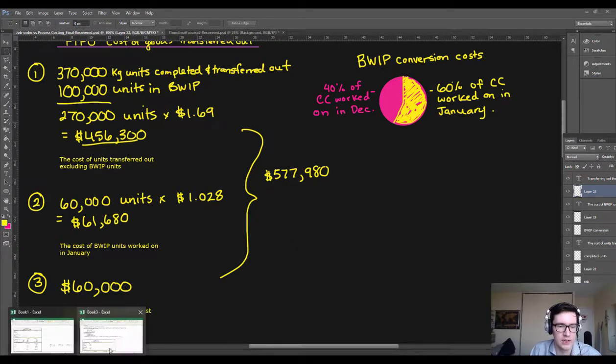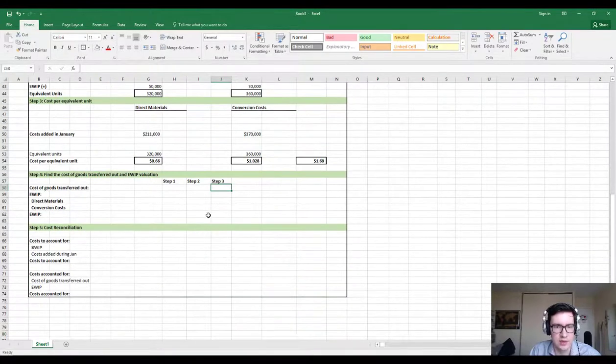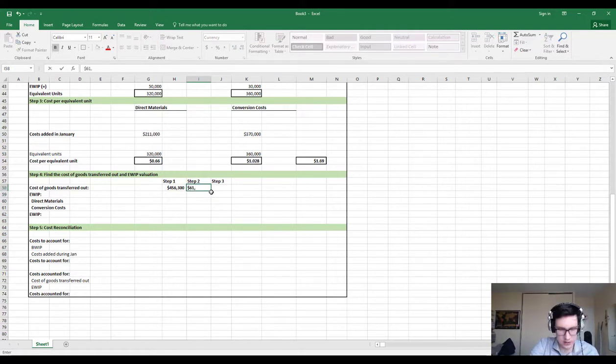Let's go back into Excel, transfer these amounts. So cost of goods transferred out is going to be 456,300, then it's going to be 61,680, and step 3 is going to be the balance from our BWIP transferred out. Now onto EWIP. EWIP, pretty easy.